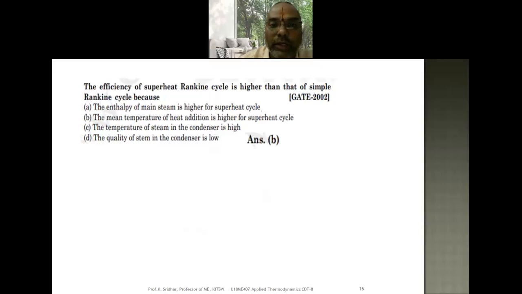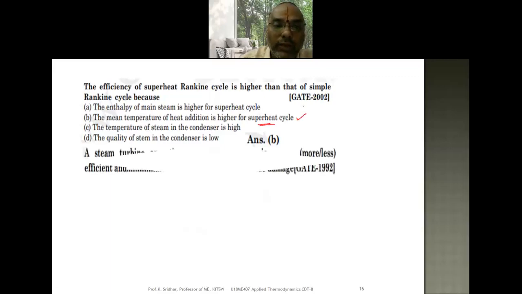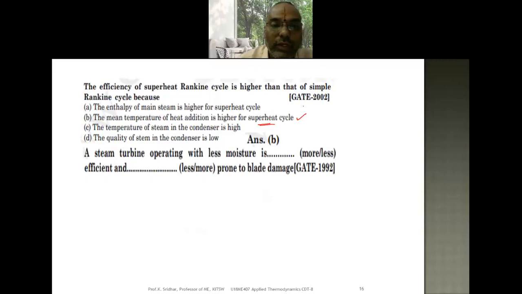I told you that the mean temperature of heat addition is higher for the superheat cycle as compared to the ideal Rankine cycle. The next question: a steam turbine operating with less moisture is dash, that is, more or less efficient, and dash, less or more prone to blade damage. It is the GATE 1992 question. I already explained the same concept.